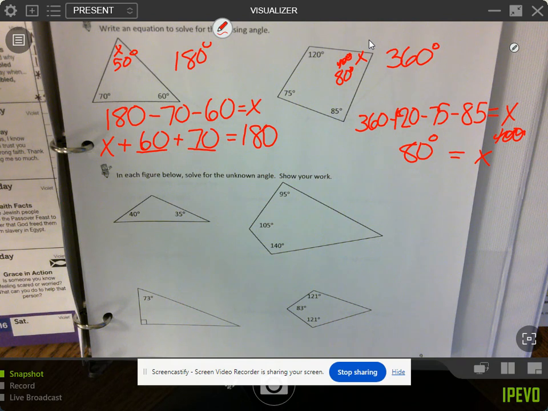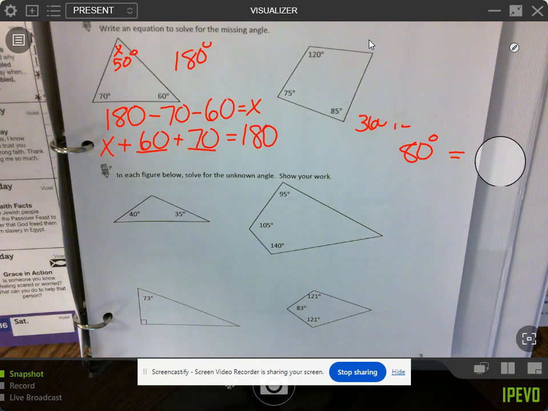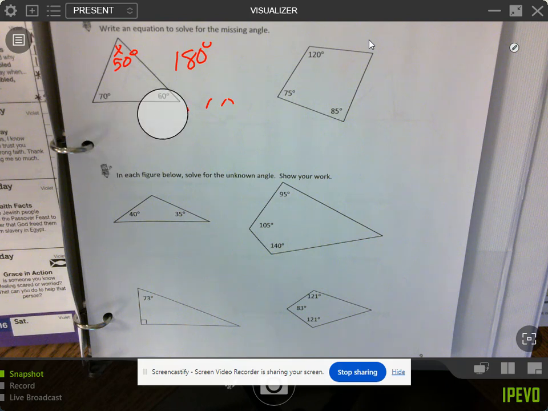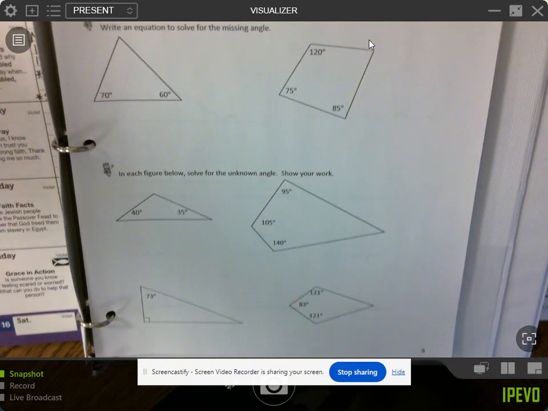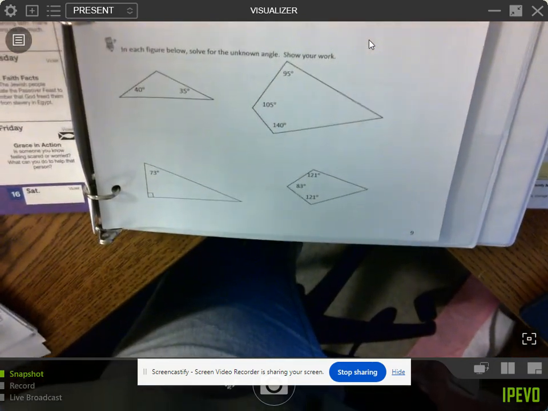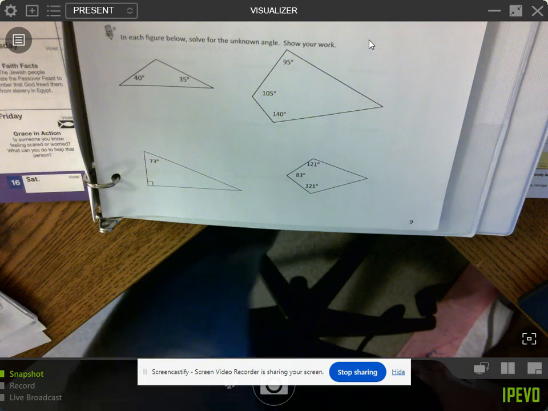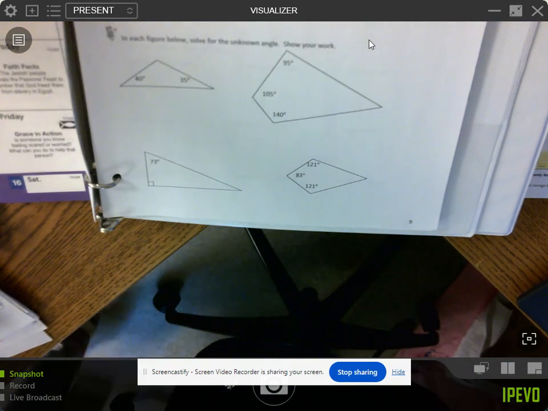So in each figure below, we're going to solve for our unknown angle. And it says, oh, surprise, surprise, show your work. So when we are doing this, we are not just putting all of our numbers into our calculator and writing an answer. We are writing what we're putting into our calculator.